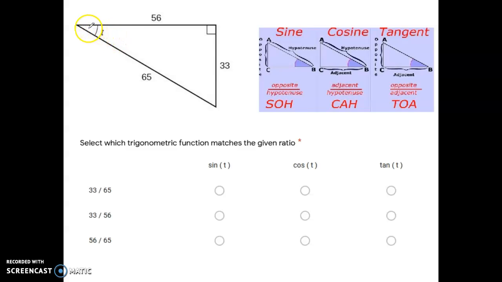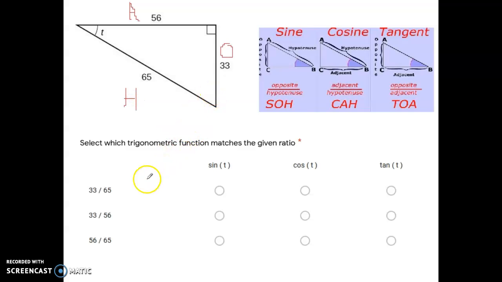The side between the two angles that are given, the right angle and this angle, is the adjacent. It is attached to the angle. And the side across from the angle is the opposite, so I'm going to put an O. And the longest side, or the side that is across from the right angle, is the hypotenuse. So it's all labeled, much easier to work with.